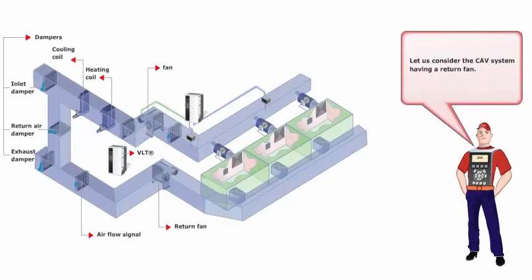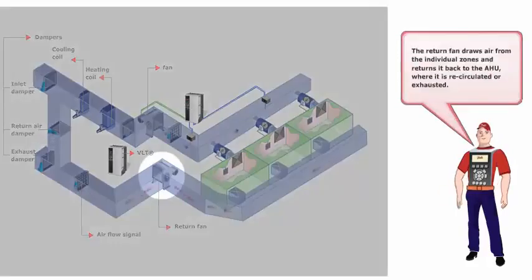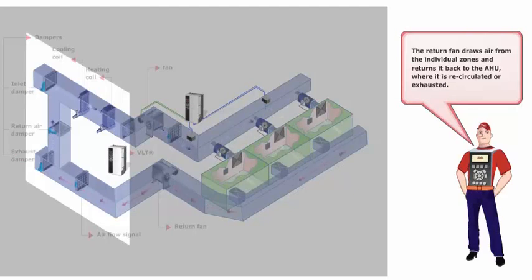Let us consider the constant air volume system having a return fan. The return fan draws air from the individual zones and returns it back to the air handling units, where it is recirculated or exhausted.